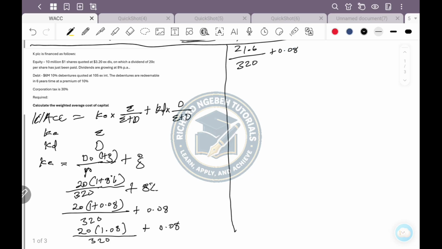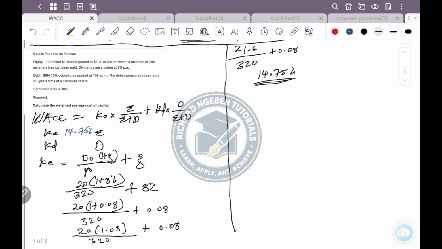You go according to BODMAS. Make sure you divide first, then you can add this one. Your answer will now be 14.75%. So you now have your KE, 14.75%. That's your KE.